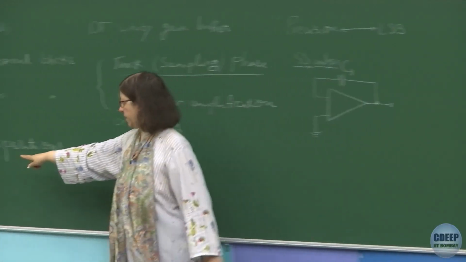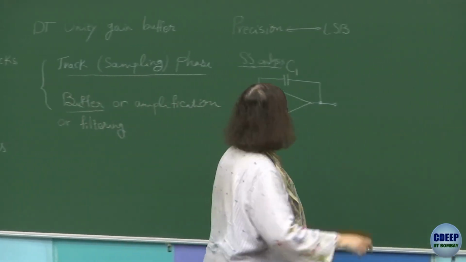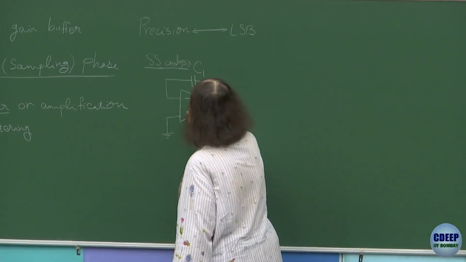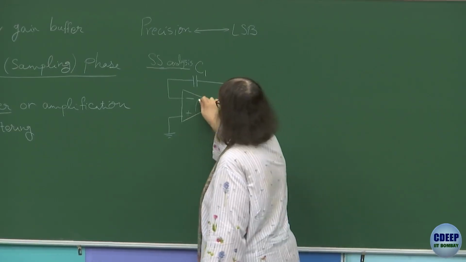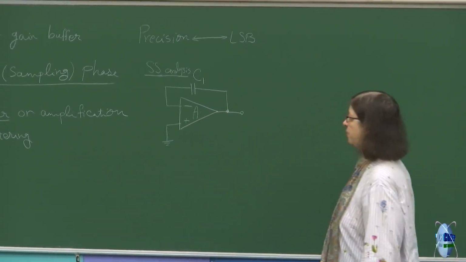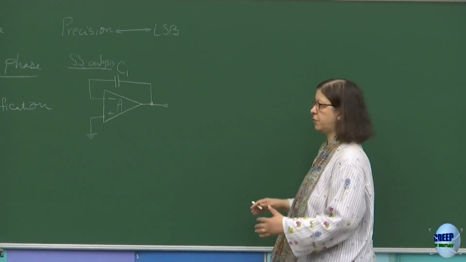You are talking about linear operations. So we had a circuit like that with an op-amp with a gain of A, assuming the unity gain of the op-amp is high enough.